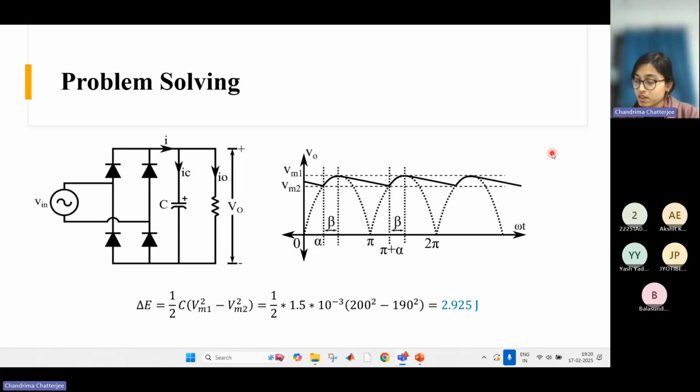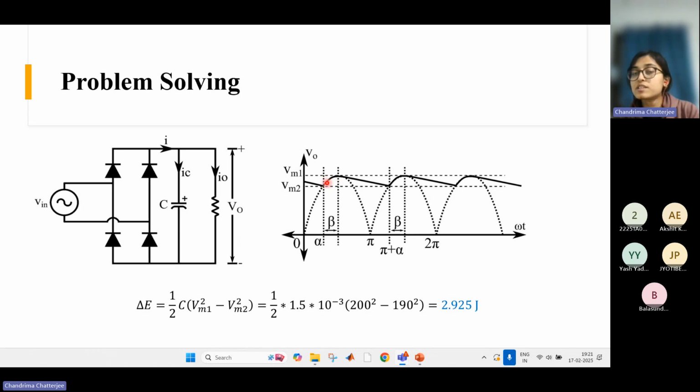Excuse me, madam, why do we find delta E? Because this is the energy lost during the process. At this point, there is some absolute E, suppose E1. And at this point, there is some absolute E still retained in the capacitor. If the energy becomes zero, then there will be no voltage at all. But there is some voltage, it is not zero. So that energy is E2, suppose. So what is the difference? E1 minus E2.